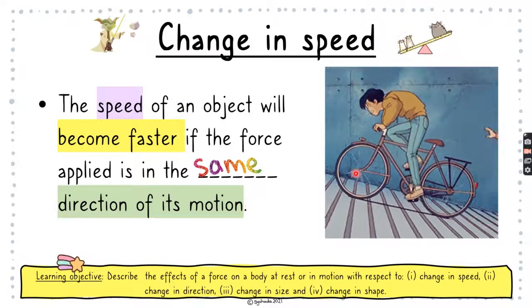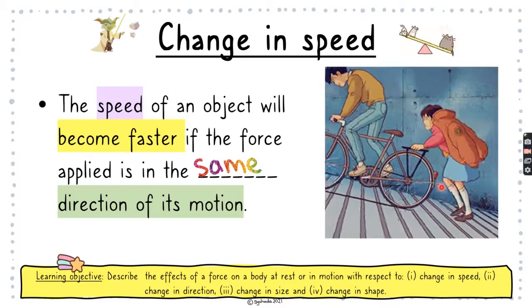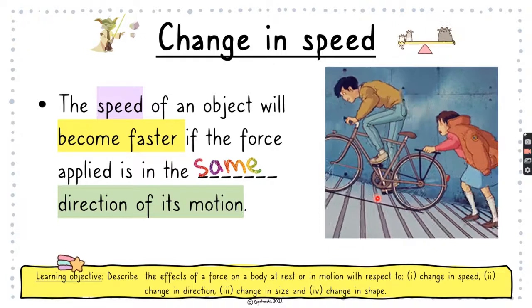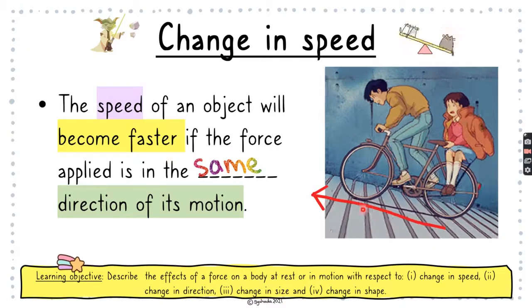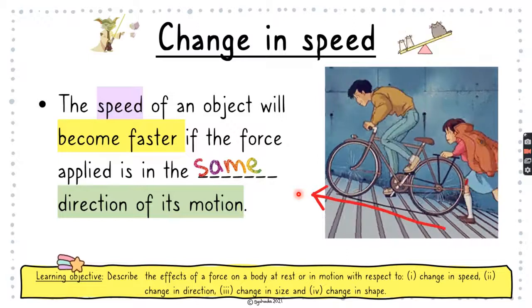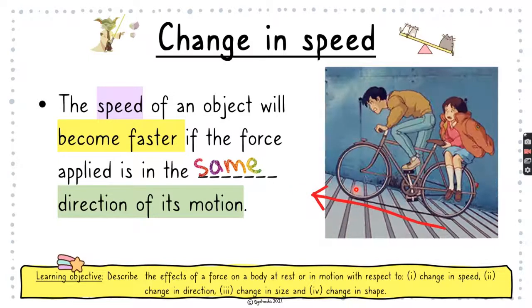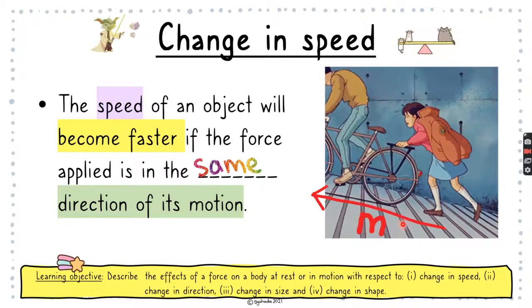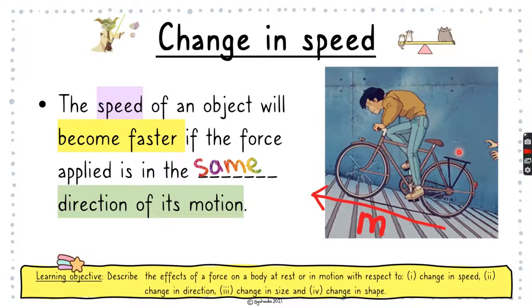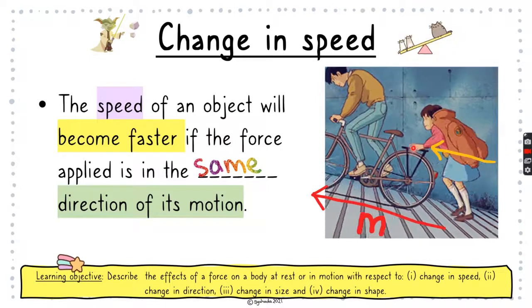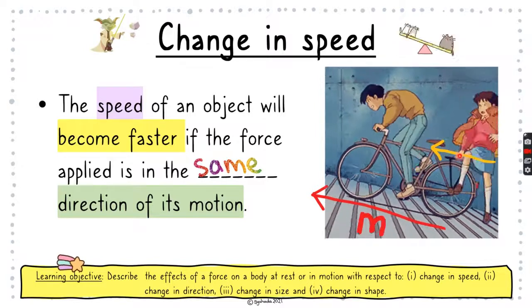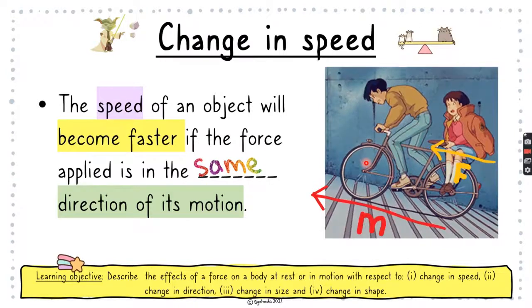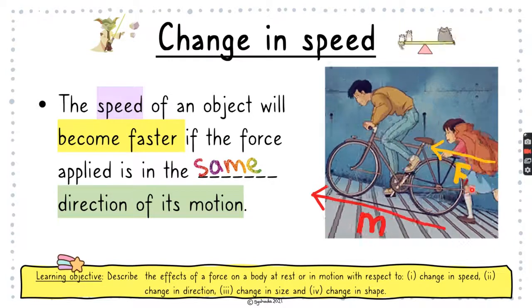So what this means is, for example, if you look at this GIF right here, they are riding a bicycle, and that means that they are moving, and they're moving in that direction right there. And they're moving up a slope, so they're actually going pretty slow. And if you look over here at what the girl is doing, I'm just labeling M for motion. So motion is in that direction. And the girl is applying a force to push that bicycle in the same direction as its motion, and the bicycle speeds up. So F right here is for force.